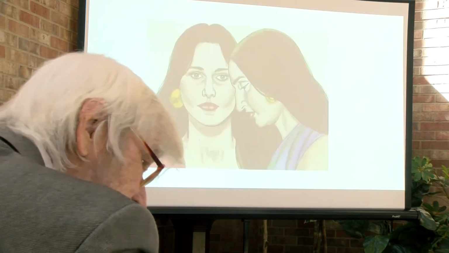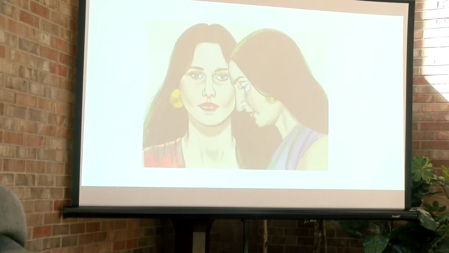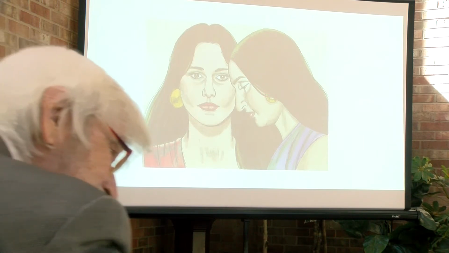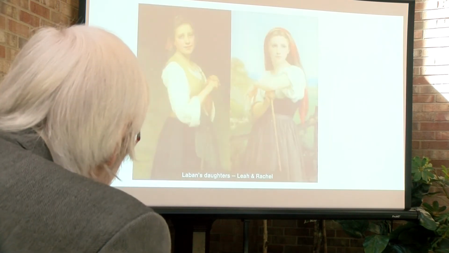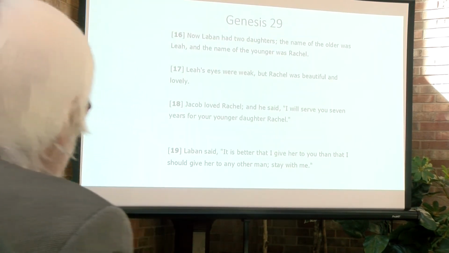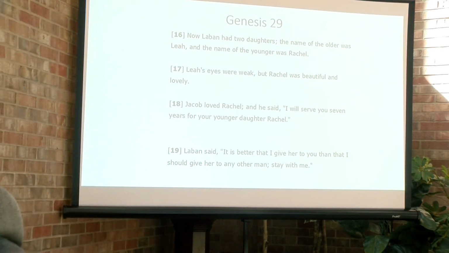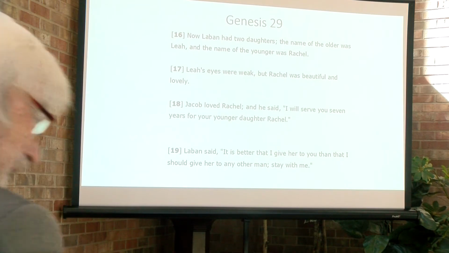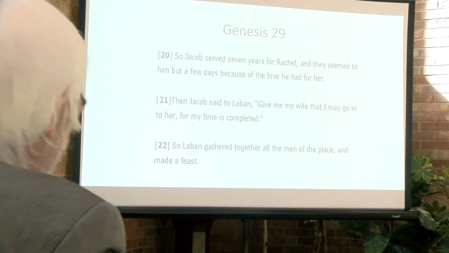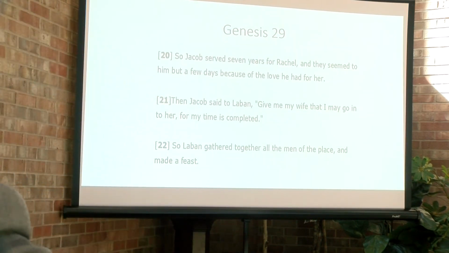Here are the 2 daughters. Here is Rachel, and here is Leah. After the 7 years were up, there's another picture of them. This tells us a little bit about the 2. One of the things that's characteristic about Leah that most people remember is that she had weak eyes. Moving on. So Jacob served 7 years for Rachel, and they seemed to him but a few days because of the love that he had for her.